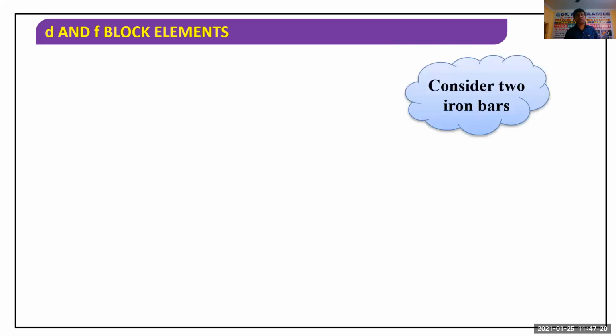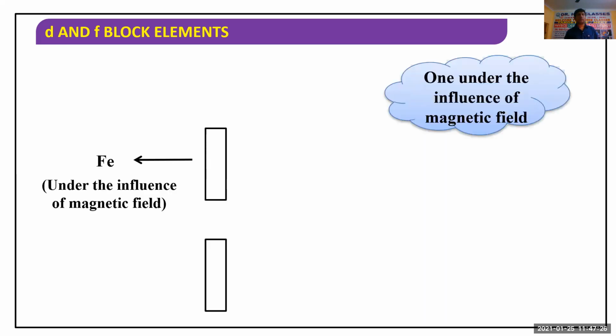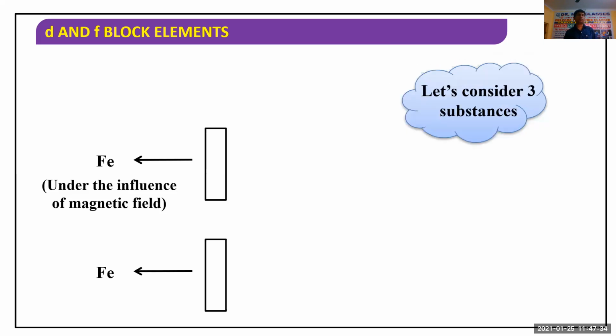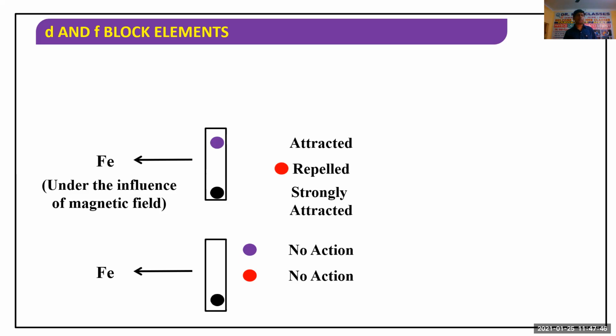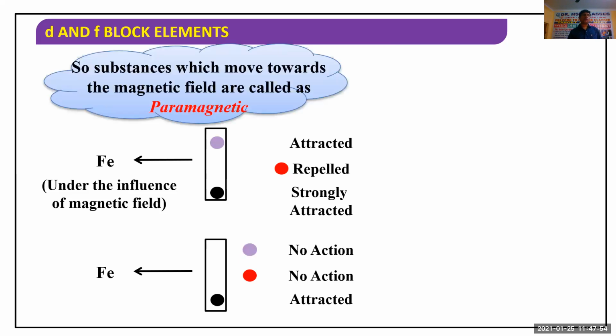Consider two iron bars that are under the influence of a magnetic field. Some are attracted by the magnetic field, some repelled, some no action, some attracted. So what happened? Under the influence of a magnetic field, the substances which move towards the magnetic field are called paramagnetic.